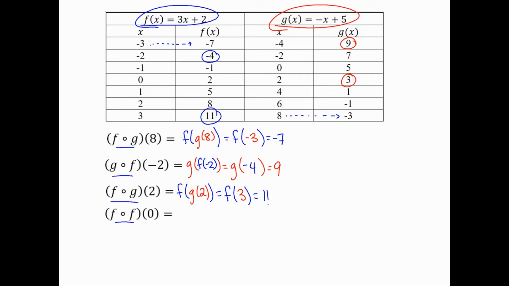And finally, f of 0. So now what I'm saying is I'm taking the function and I'm substituting it into itself. So f of 0, just like that. We're going to evaluate the same way. What is the value of the second function? Well, f of 0, that's 2. So now this becomes f of 2, because f of 0 is equal to that 2 right there. Well, we can figure out what f of 2 is. That's going to get me 8.